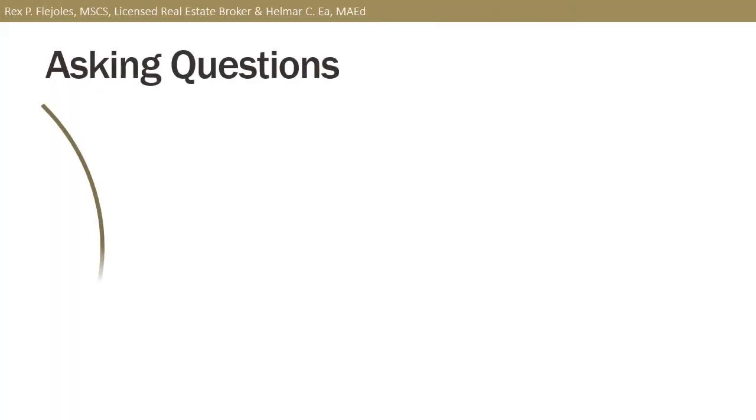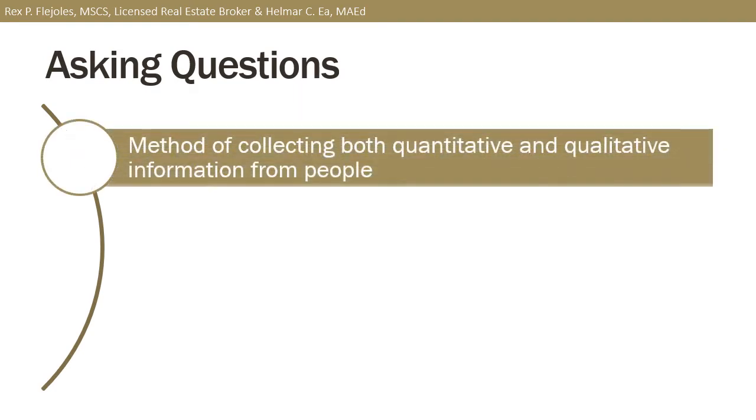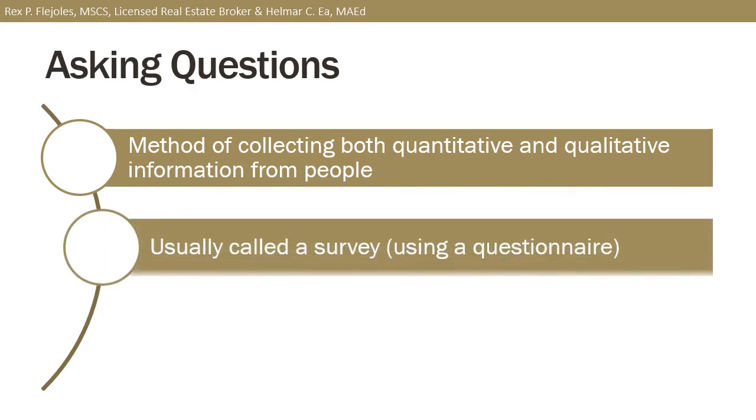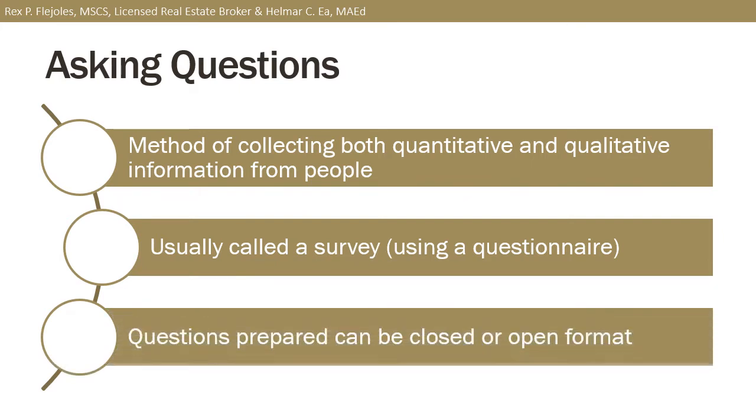First method is asking questions. This method is applicable in collecting both quantitative and qualitative data. Usually, it is called a survey, which means it uses a questionnaire. Questions prepared can be in closed or open format.